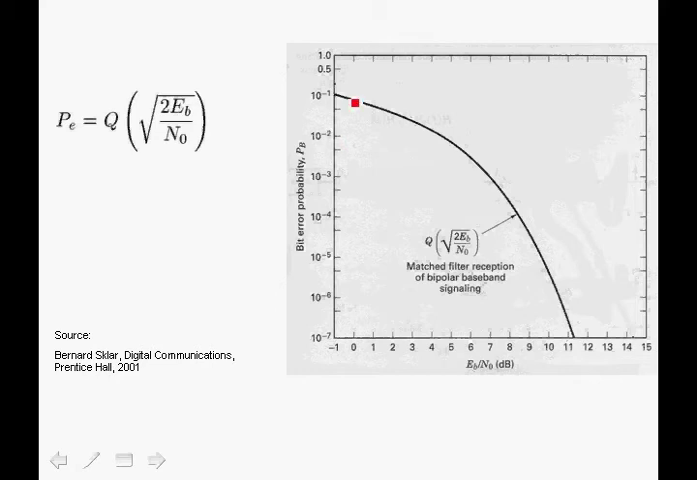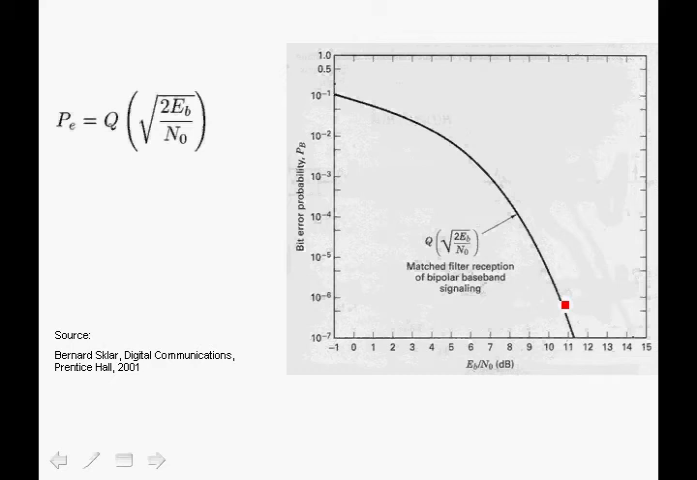Now, here we show a plot of the probability of error, this expression right here, as a function of Eb over N0, and as indicated for a matched filter reception of a bipolar baseband signaling, which is what we've been discussing. So we get the following curve where Eb over N0 is expressed in dB, and as Eb/N0 increases, that corresponds to increasing of the signal to noise ratio. And here we have the probability of error, and note that at Eb/N0 equal to 10.5 dB, we get a probability of error of 10 to the minus 6.